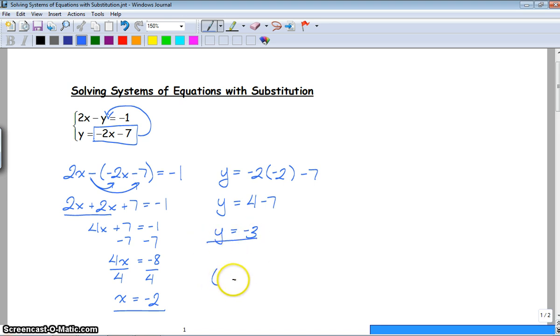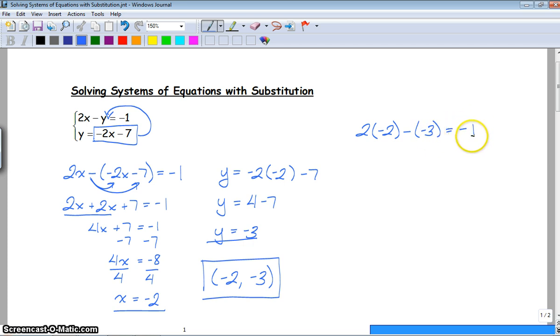Then you write your answer as an ordered pair. Negative 2, comma negative 3. When you are all done, please make sure to go back and plug in your answer into both equations to make sure it actually does work and you didn't solve anything incorrectly. So if I look at my first one, 2 times the x value I just found, negative 2, minus the y value I just found, negative 3, equals negative 1.